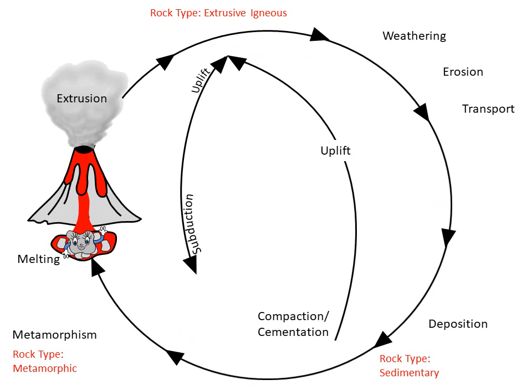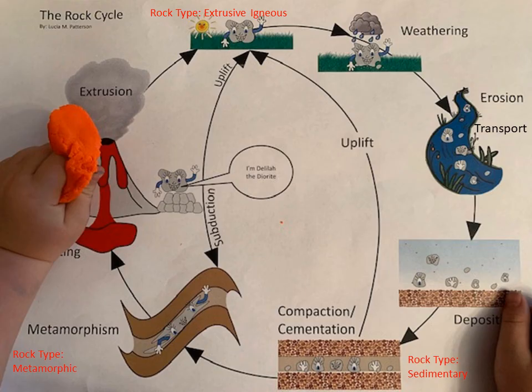Now we can mimic a rock going through the rock cycle using some play-doh. Roll the play-doh up in a ball and place it in your hand. Your hand is going to be the volcano, and your volcano is just about to erupt. Lava will flow out of the volcano and cool on the surface of the earth. Go ahead, erupt that volcano.